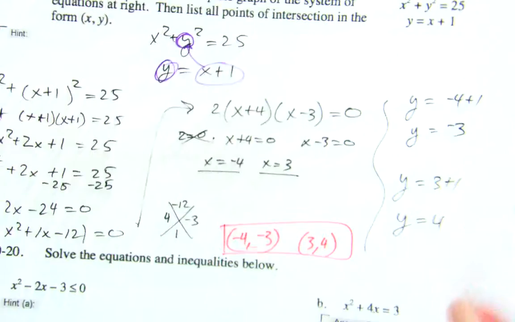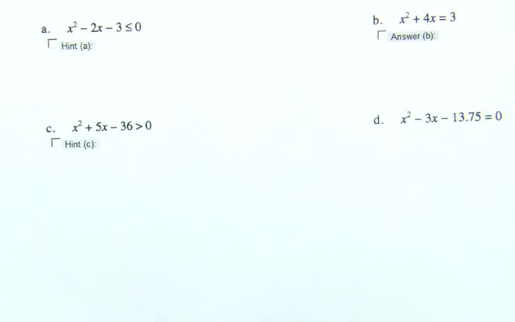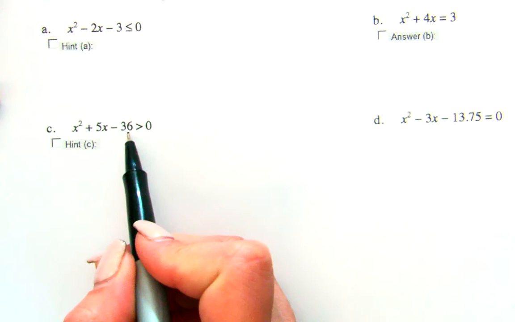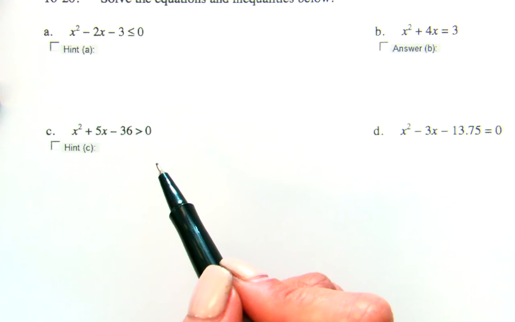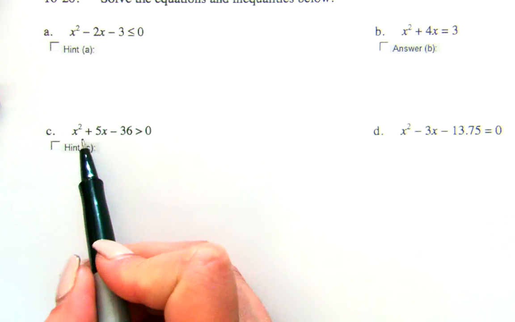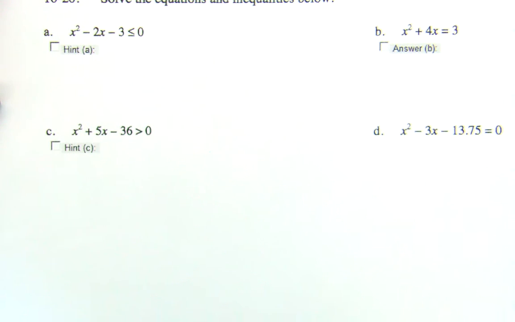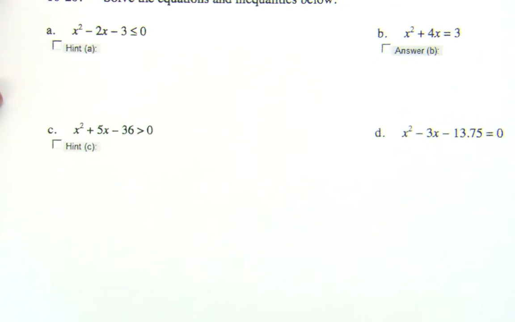All right, number 20. Solve the equations and inequalities below. I'm not going to do any of these apart from maybe part C. I don't even know if I really want to do this. Part C, because that looks a little trickier. So let's see. Two numbers multiply to give you negative 36, but when you add them up, you get a 5. All right, that's just weird.